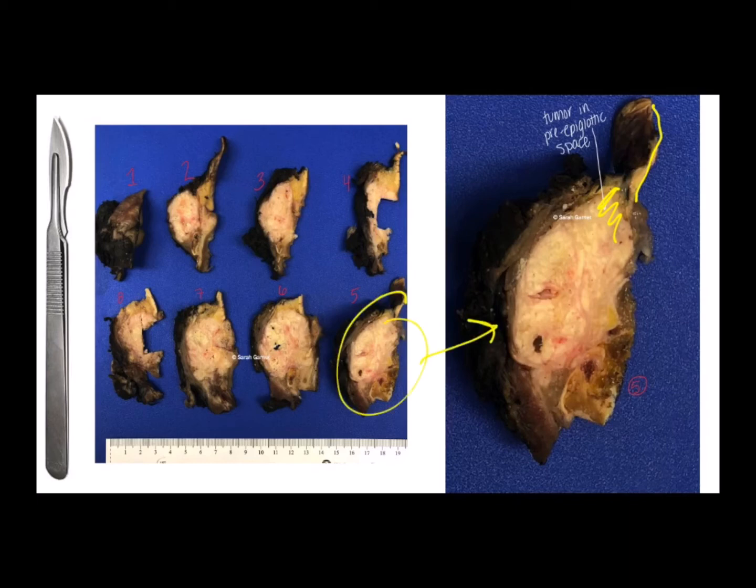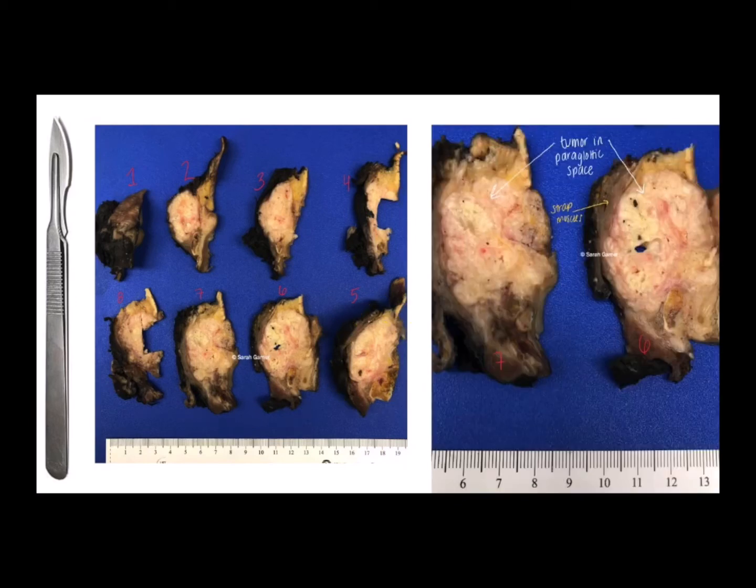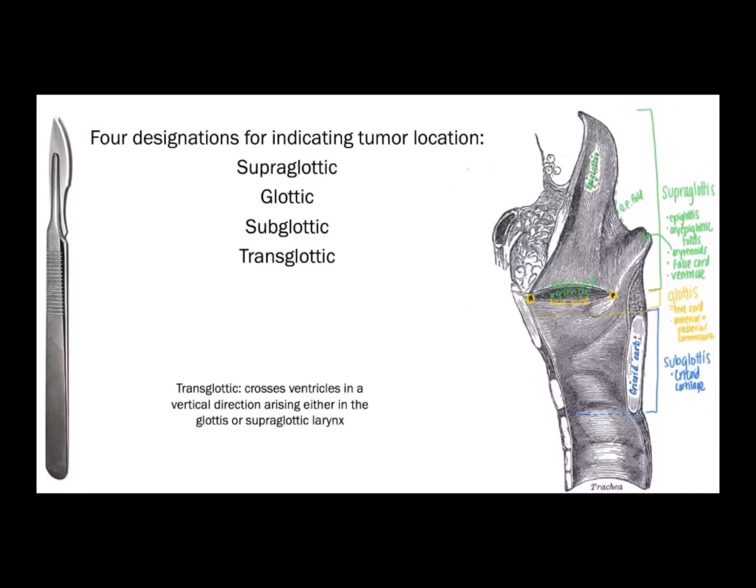Now, as we're moving more laterally to slices 6, 7, 8, these are now going to be that paraglottic space again, right? And so that would be this here. This is slices 6 and 7. And now this would be tumor in that paraglottic space. So again, you would want to document that. And you would definitely want to document that this is bilateral as well, because you always want to say whether it's confined to either the right or the left, or if it's crossing in both sides.